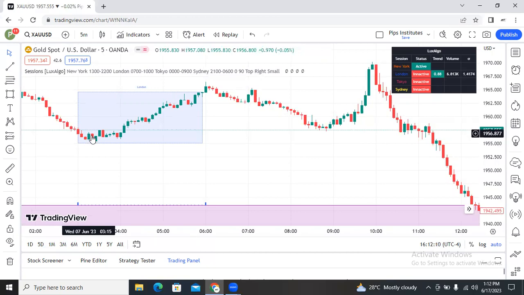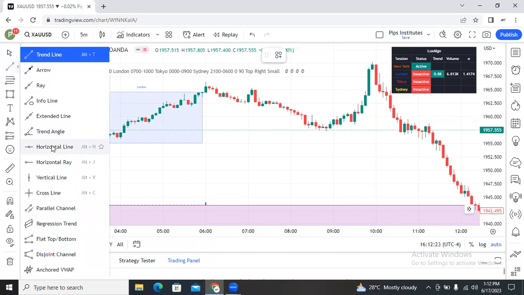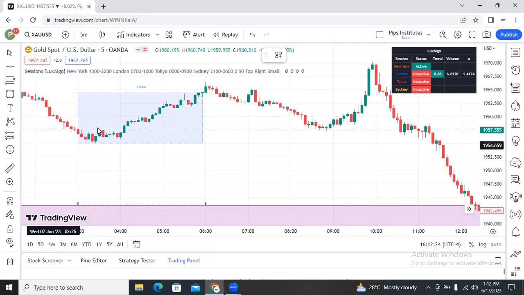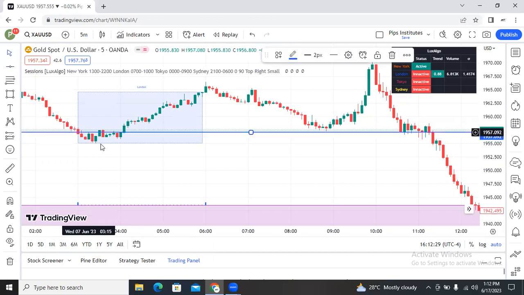this becomes a what? A change of character. So there's a change of character here. Let me put it right here so you can see it. So there's a change of character right here. Can you see that this candle right here closes above this? So this is a change of character.